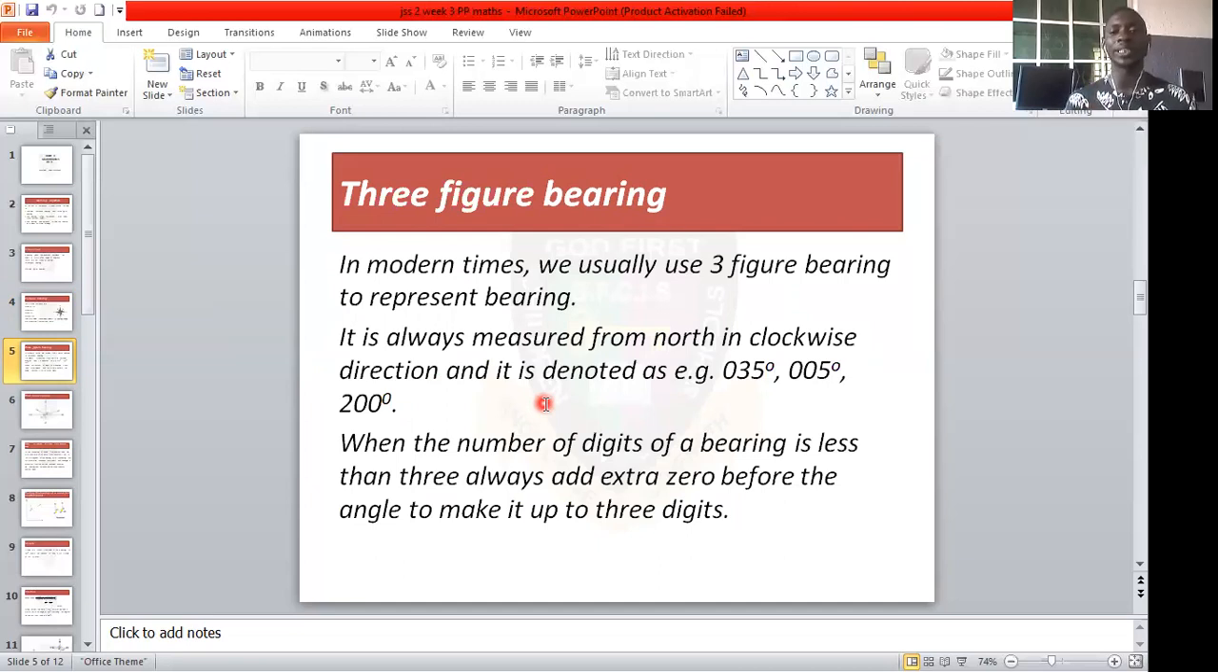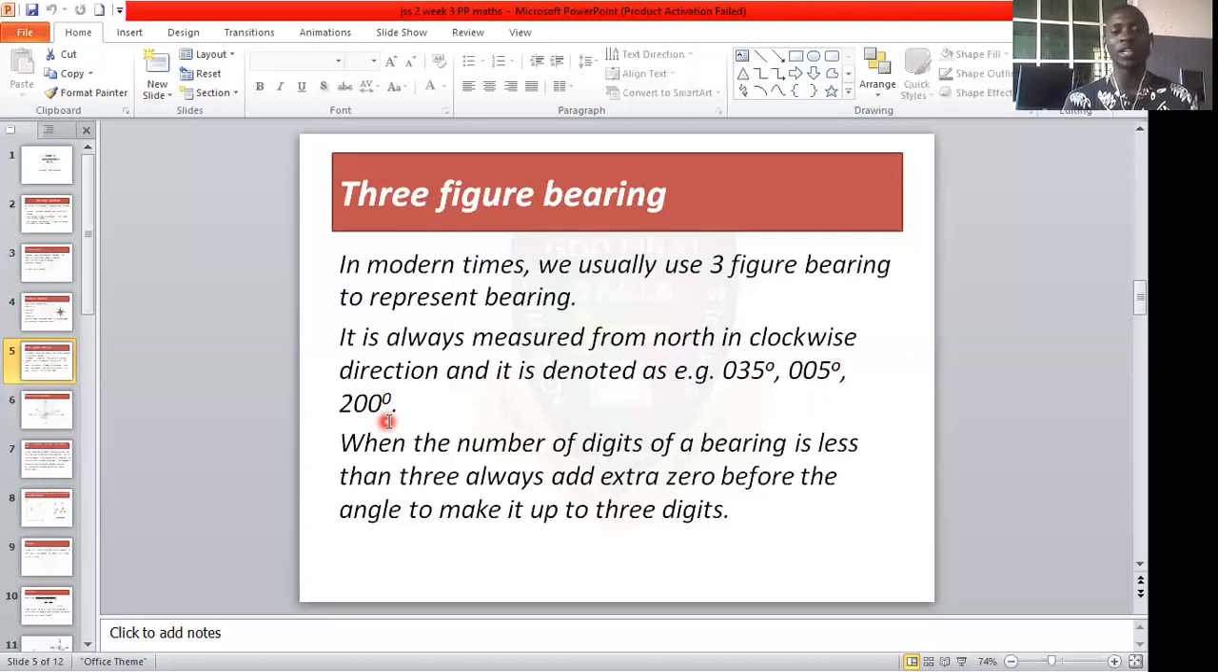In 3-figure bearing, it has to be 3 digits. Even if like this, this is 35 degrees, which is 2 digits, but if you are using a 3-figure bearing to describe your location, you add a 0 to the front to make sure it is 3 digits. Look at this again. This is 5 degrees. You add 2 zeros to make it 3 digits, because the 3-figure bearing has to be in 3 digits. Like this 200 degrees is already 3 digits.